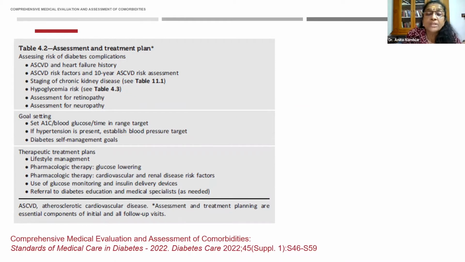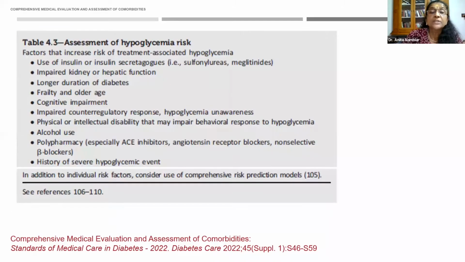Coming to therapeutic treatment plans, the most important, again, is lifestyle management, and we have to use pharmacological glucose-lowering agents. And if the patient has cardiovascular or renal disease risk factors, we have to use drugs suitable for those complications of diabetes. We have to tell them how to use glucometers and insulin delivery devices. Every time we have to tell them in detail, and we have to refer the patient to diabetic education and a medical specialist.